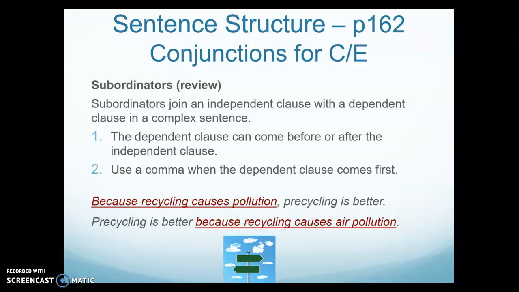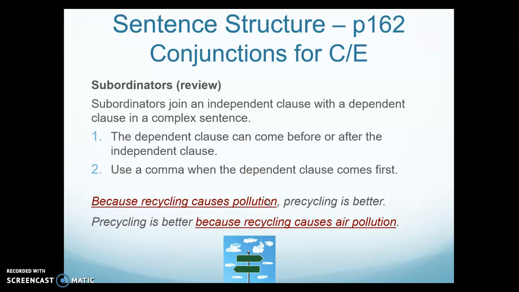And subordinators will join an independent clause with a dependent clause. A dependent clause means it can't stand on its own as a sentence. And here again, this is just a review of what we did before. The dependent clause can come before or after the independent clause. We must use a comma when the dependent clause comes first.